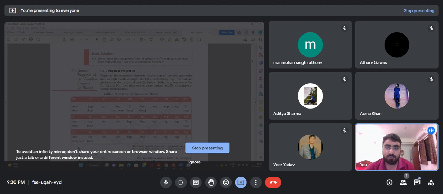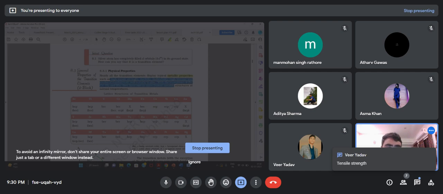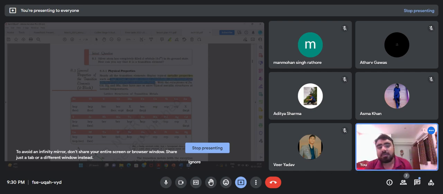Let's talk about the physical properties of transition elements. What are the properties of transition elements? These are all metals, so they should possess metallic properties. And what are the metallic properties? You might have learned this in your lower classes as well. They have high tensile strength, ductility, malleability, high thermal and electrical conductivity, and metallic luster.